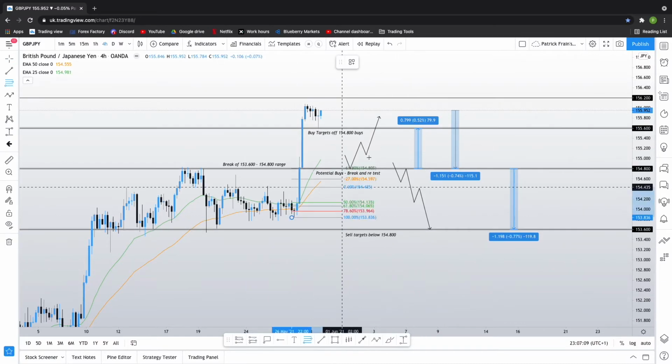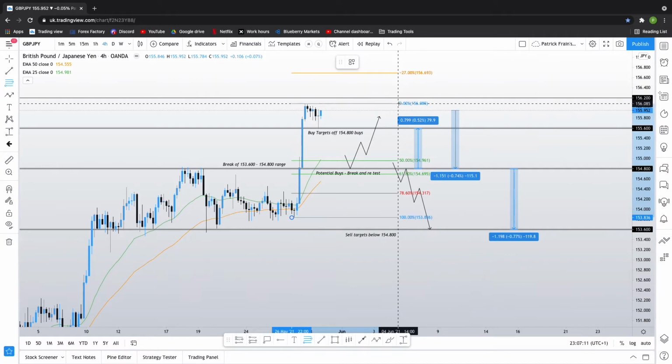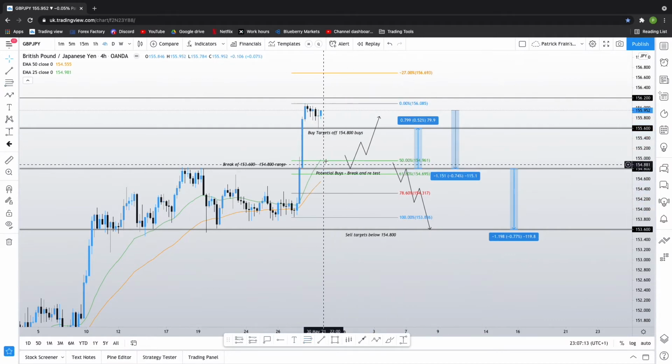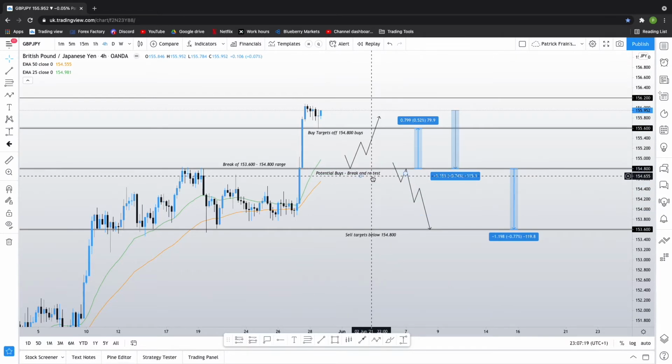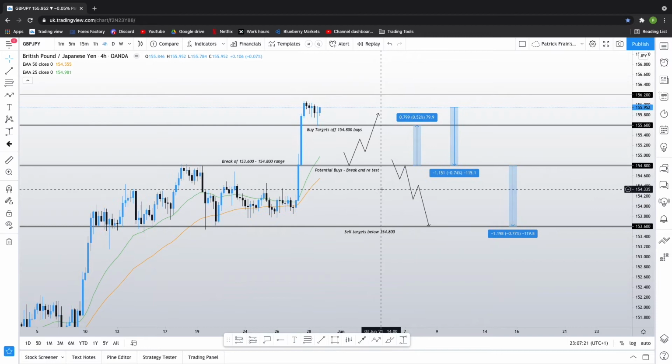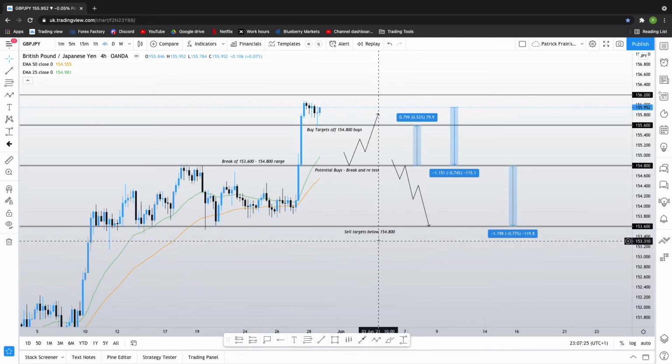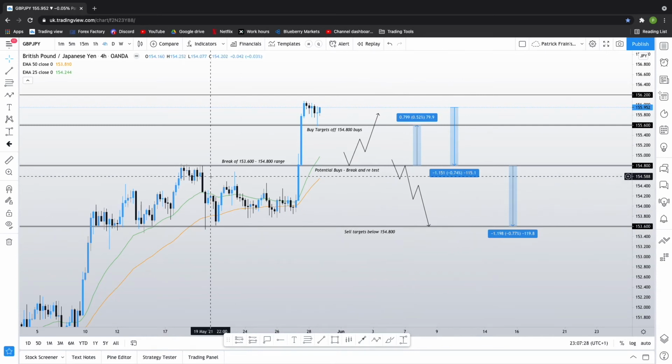Looking at our confluences, if we look at the fib from the swing low to the swing high, we can see that our golden zone aligns with our key level at 154.800. Looking at the flip side, if this level doesn't hold and we do break back through this level, we can look for potential shorts back down to the lows at 153.600, which is around a 119 pip move.